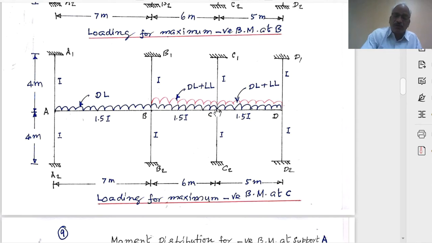So, for joint C, the adjacent spans are CB and CD. CB and CD will be loaded with the live load and the dead load. Then for the next span, BA will be loaded only with the dead load.